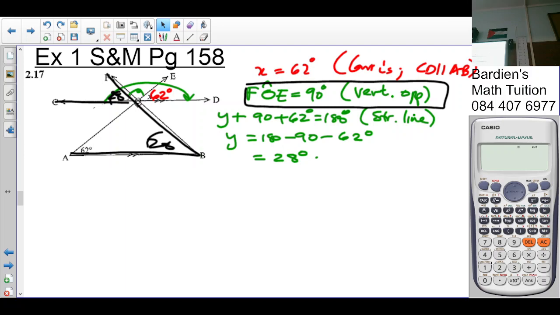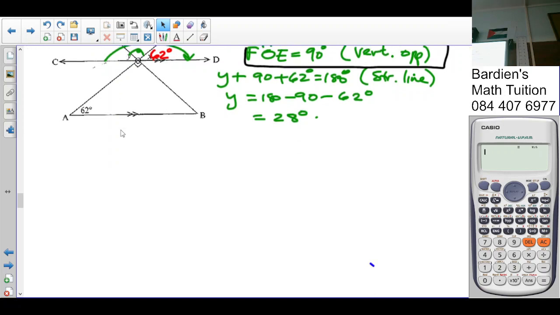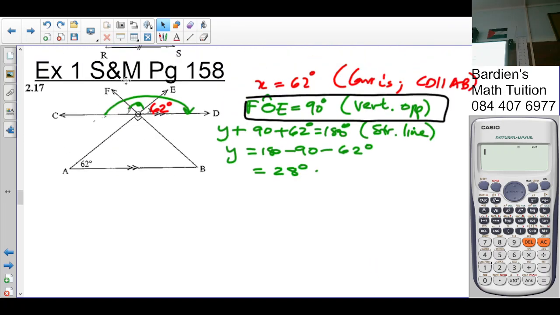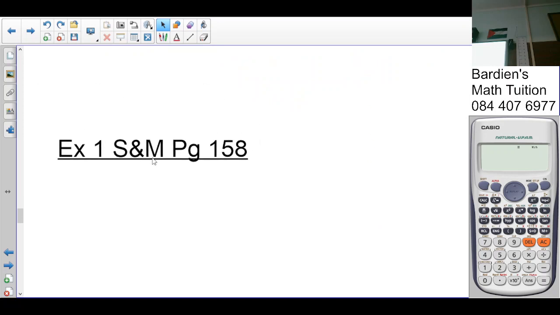Otherwise, what you could have done was, instead of going that route, I could have said that angle B was Y. Why? Because Y is corresponding angles. And I could have said 90 plus Y plus 62 equals 180. That's another way you could have looked at this, absolutely. Okay, any other comment on this question? No? Let's carry on.